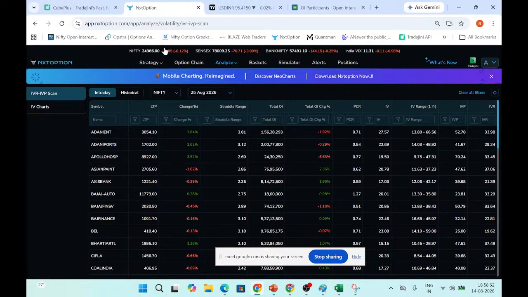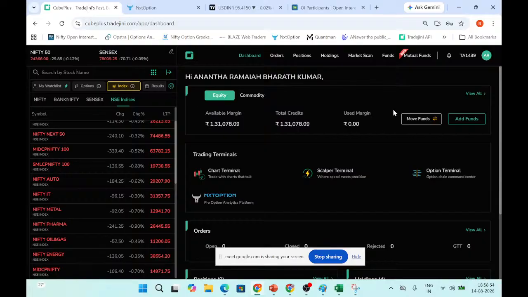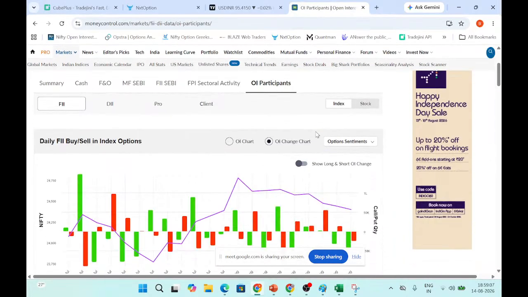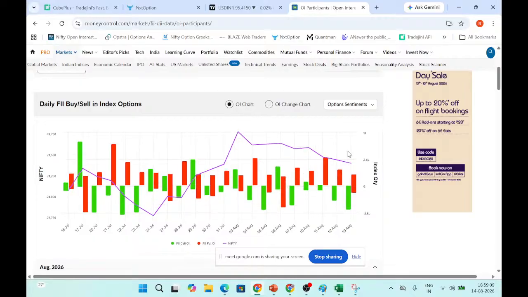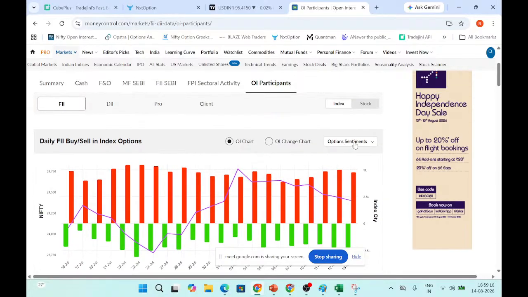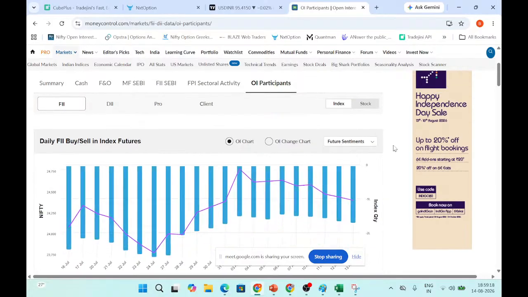Second thing, you had mentioned how to view the FII positions, whether they are short in terms of the futures market or not. Where to view that, sir? I'll give you the source. Right now, this is showing in terms of cash. I have to read the OI chart. Let me see this OI chart. Yeah, this one here. OI chart, not option sentiments. I want futures.